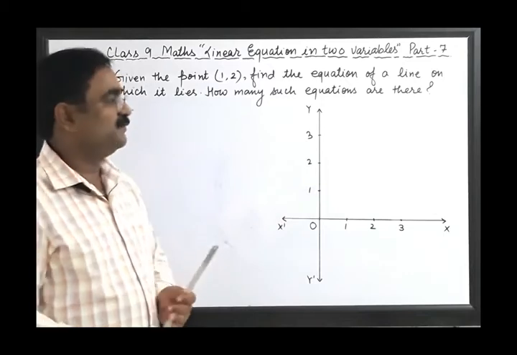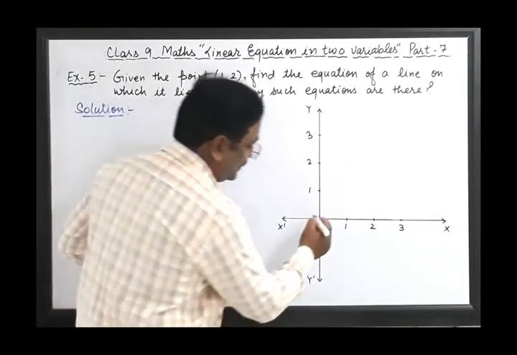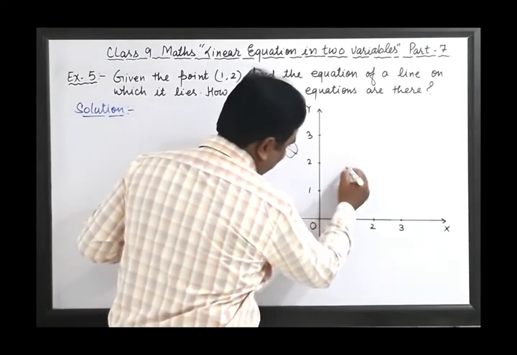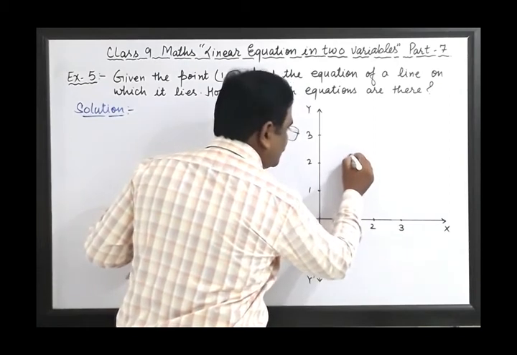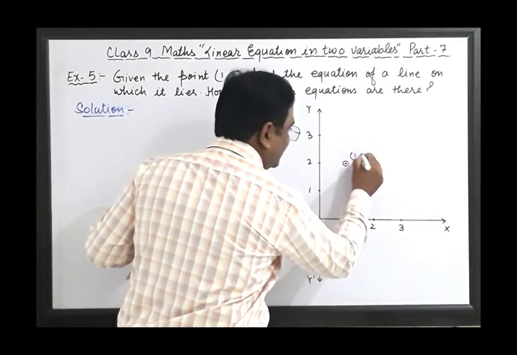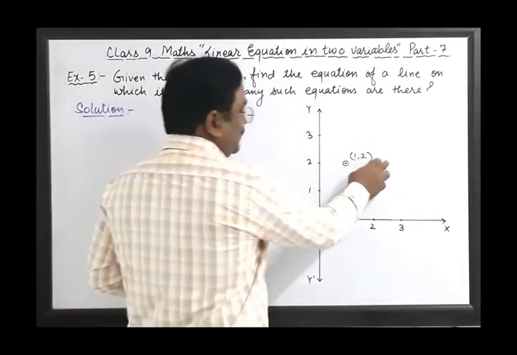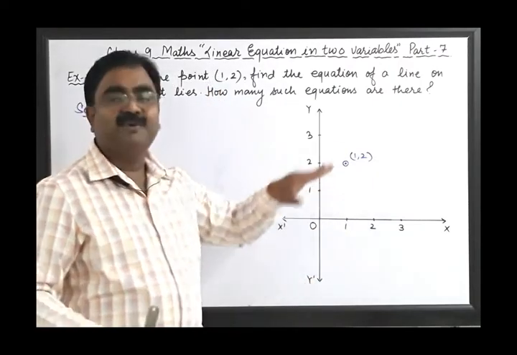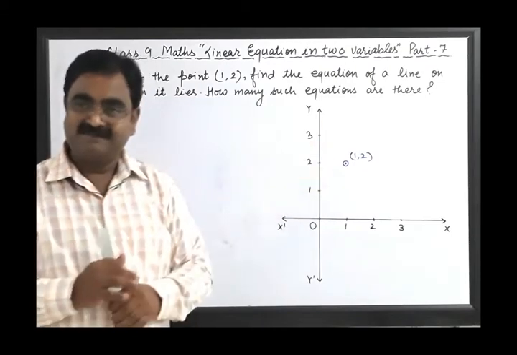Okay, so let us plot this. 1 on the x axis, and 2 on the y axis. So 1 and 2, this is the point whose coordinates are 1 and 2. Now friends, this is the given point which lies in this plane.